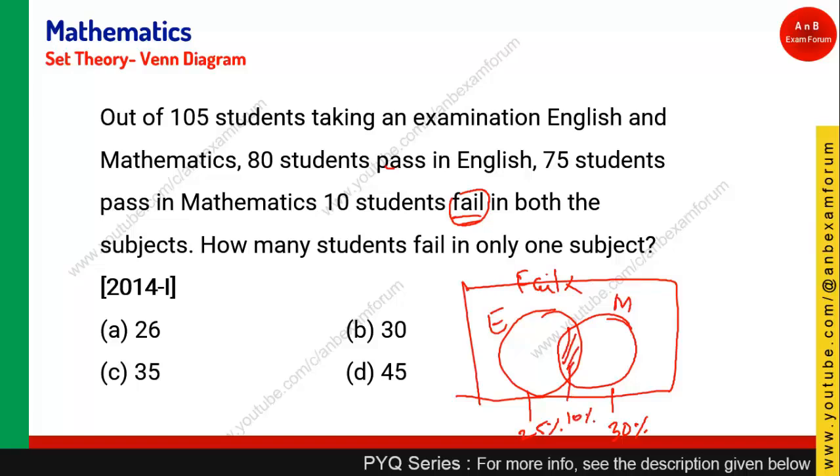Now it is similar to the previous question. If you calculate how many students failed in only one subject, it is 25 minus 10, which is 15, and 30 minus 10, which is 20. 20 plus 15 is 35. So option C is the right answer.